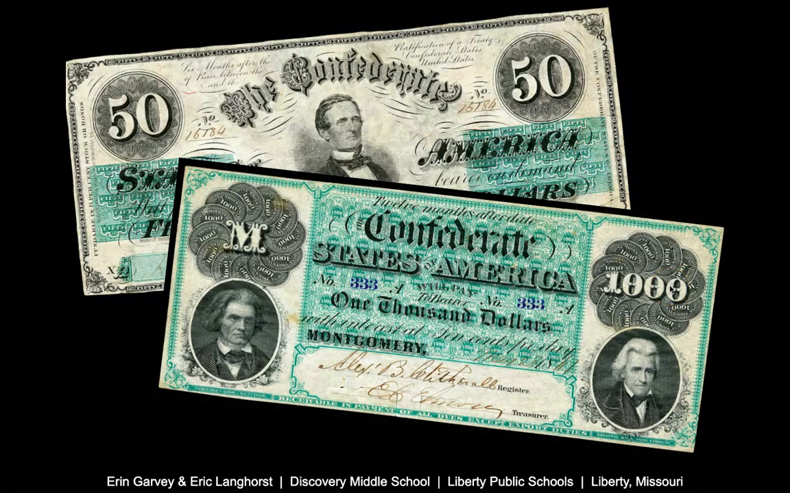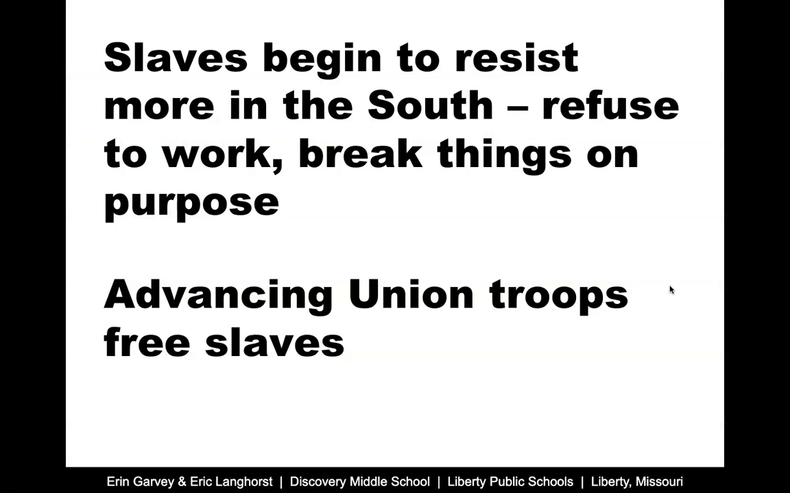States also had their own currency in many cases. Missouri printed their own currency, for example. And like I said, in the classroom, I've got a couple of examples of those. All right, so as the war goes on, we're getting into like year 2 here, almost year 3.